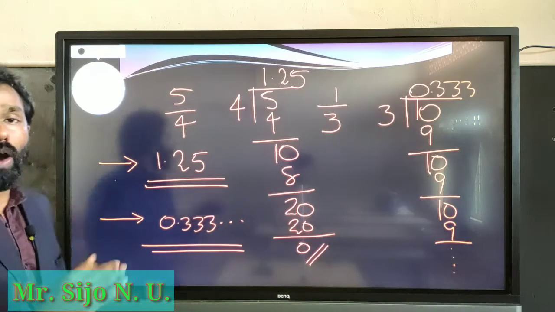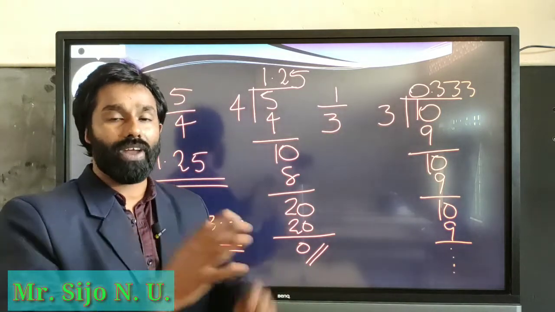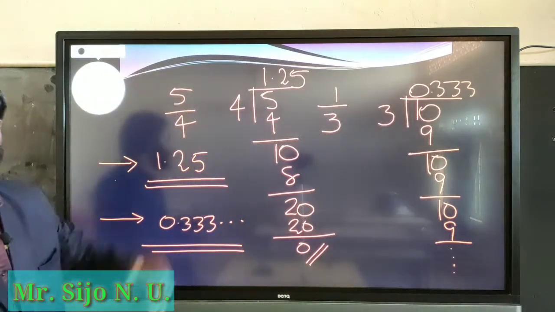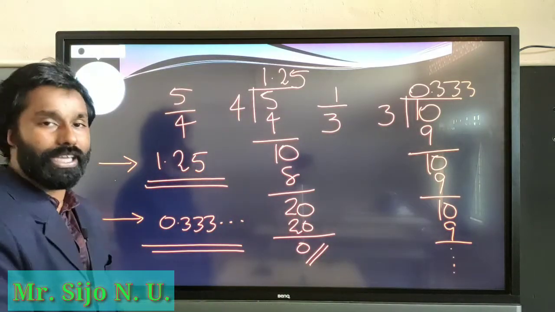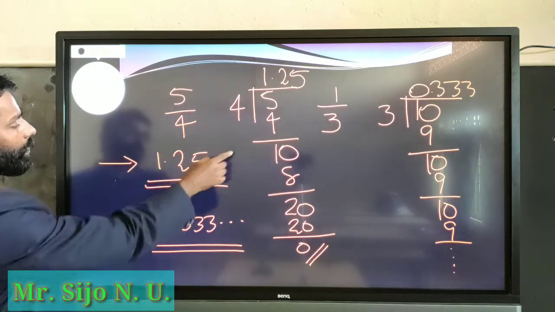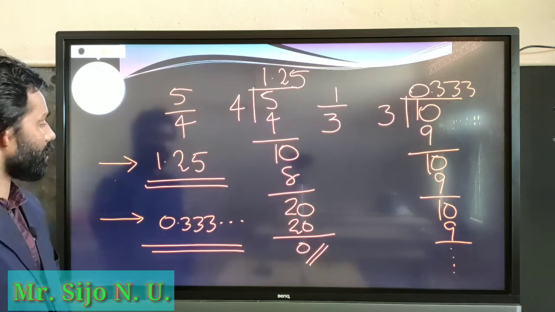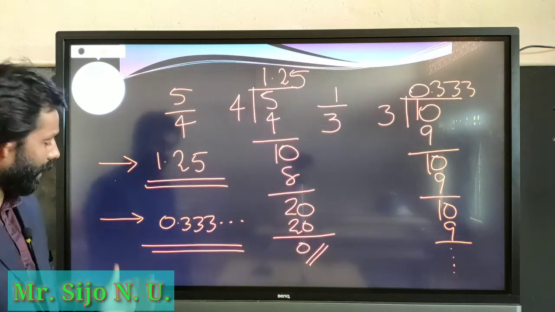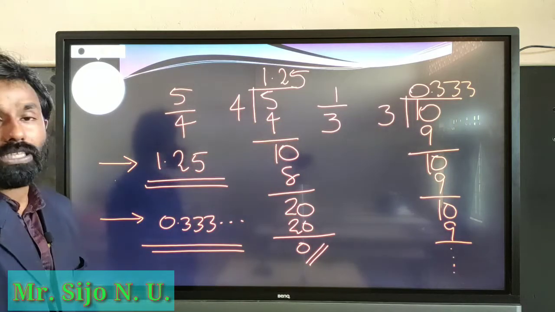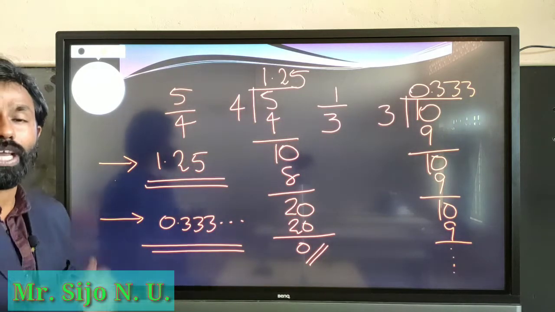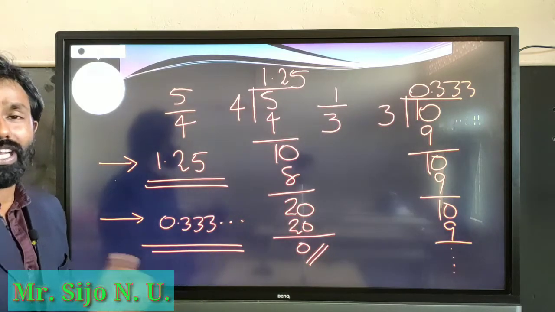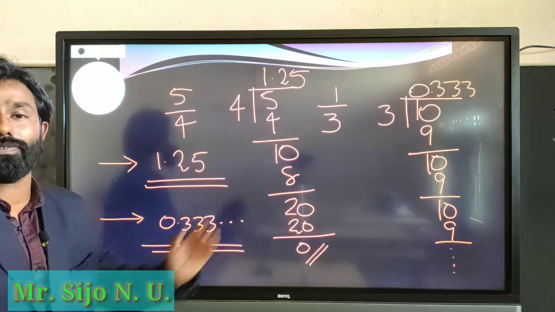Now our topic is the decimal expansion of a real number. Two cases we considered. In the first case, after finite steps we are getting 0 as a remainder. That means it's terminating. We are getting a decimal expansion as 1.25 here. In the second case, the decimal expansion of 1 by 3 is not terminating. It's not ending. We are not getting 0 as a remainder after finite steps.